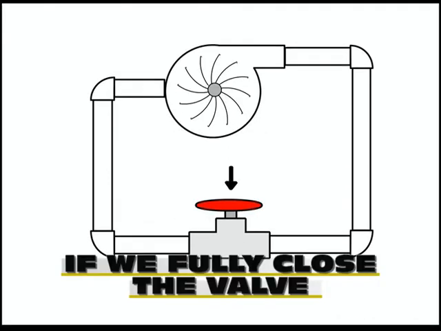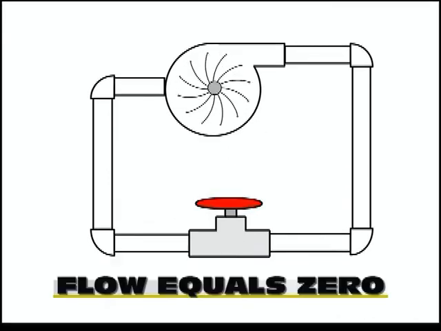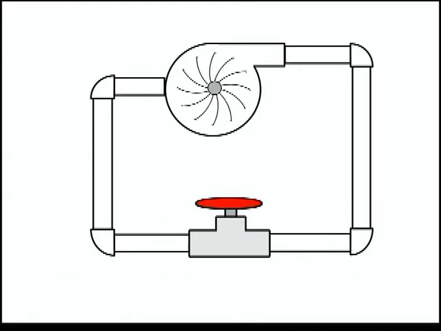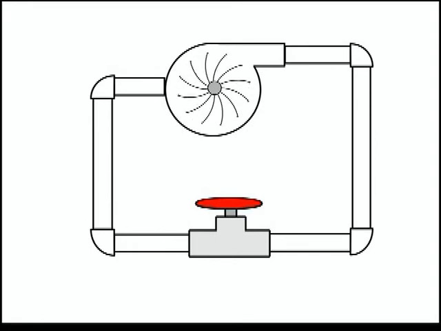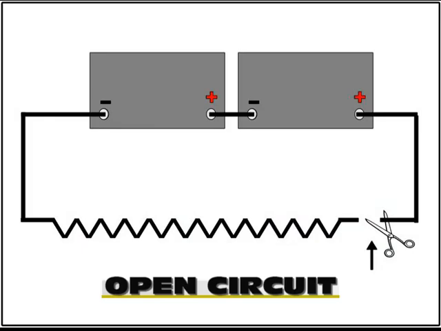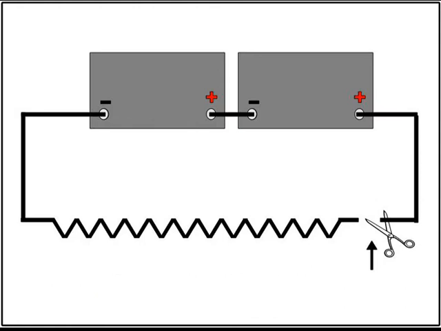Finally, if we close the valve completely, no water will flow, even at a higher pump speed, because the opposition is too large. Again, this is equivalent to cutting the wire in an electric circuit, and the current will stay at zero even if we apply twice the voltage by using two batteries.